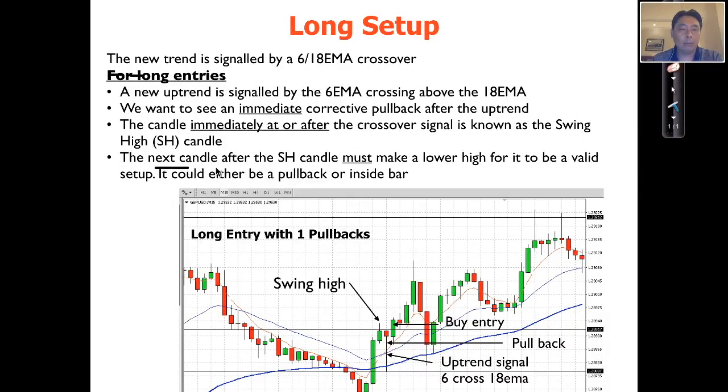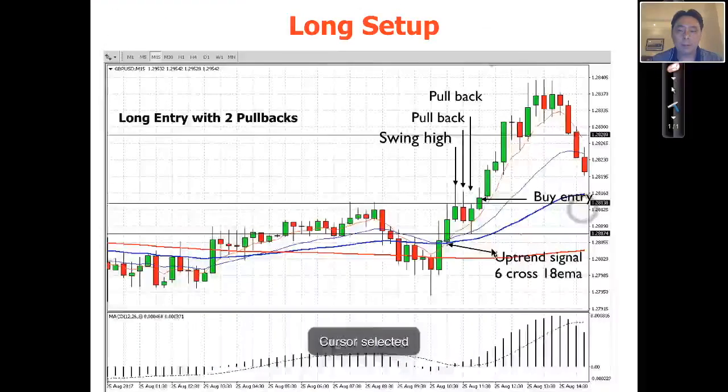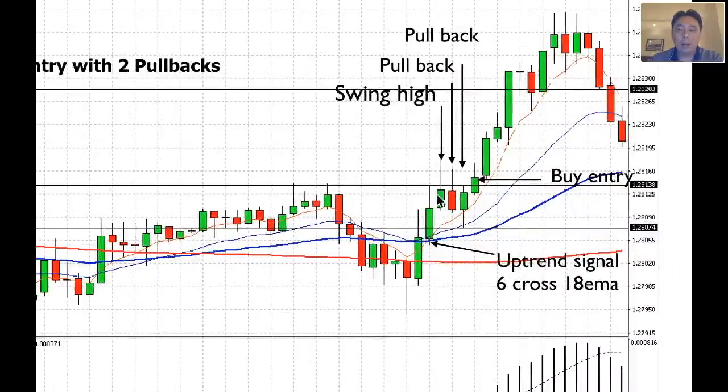The next candle right after the swing high must make a lower high for it to be a valid setup. It could be either a pullback or an inside bar. Remember that? Okay, good. So right after the swing high, what do we have here? We have a pullback candle, right? Because it makes a lower high and a lower low. So we have a pullback candle, so it's valid.